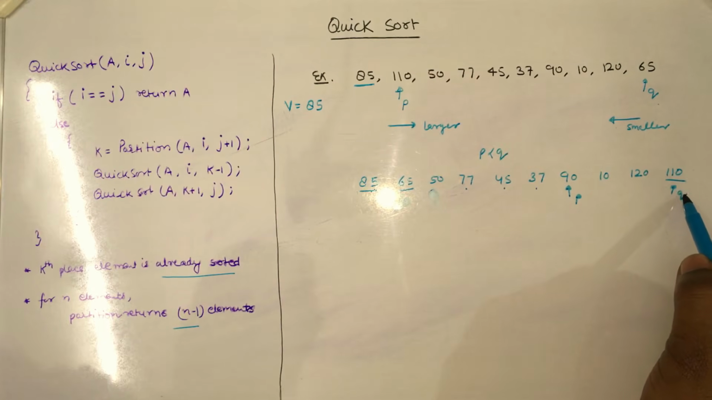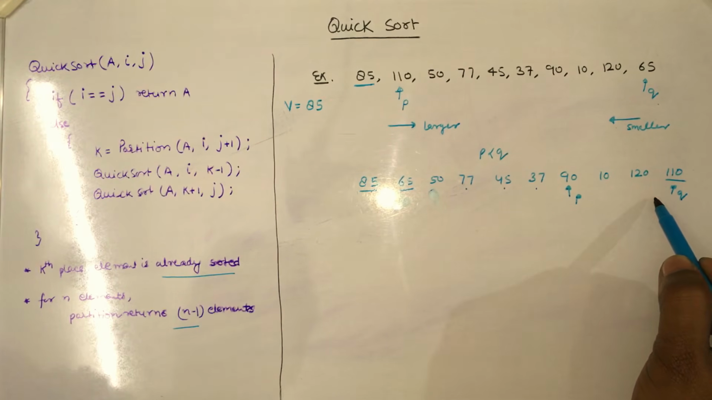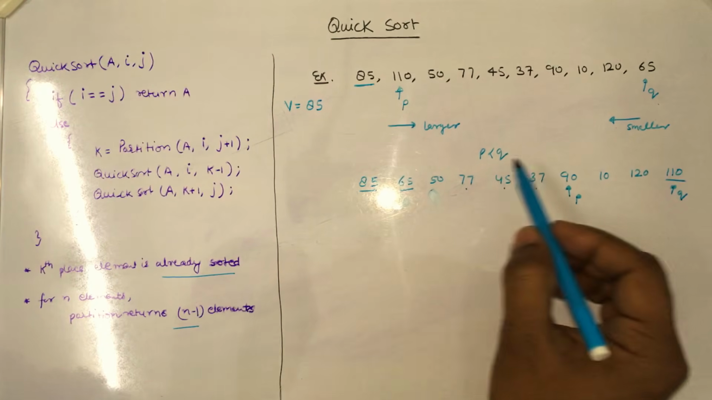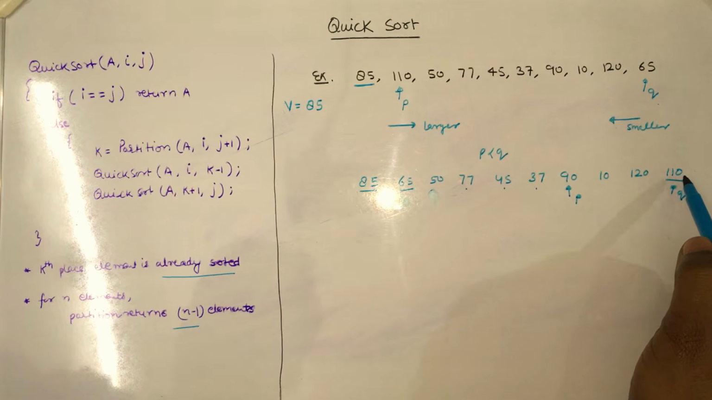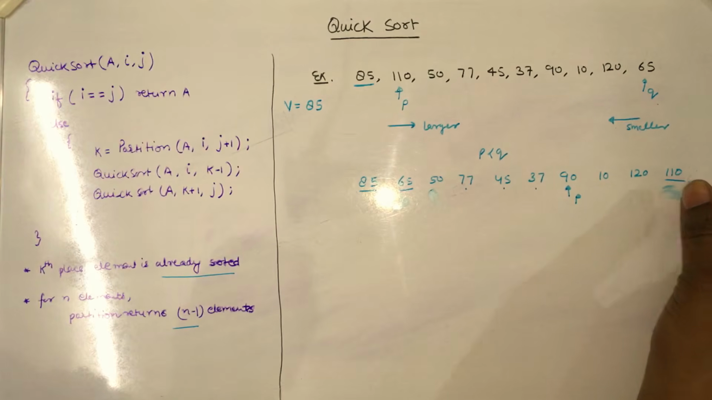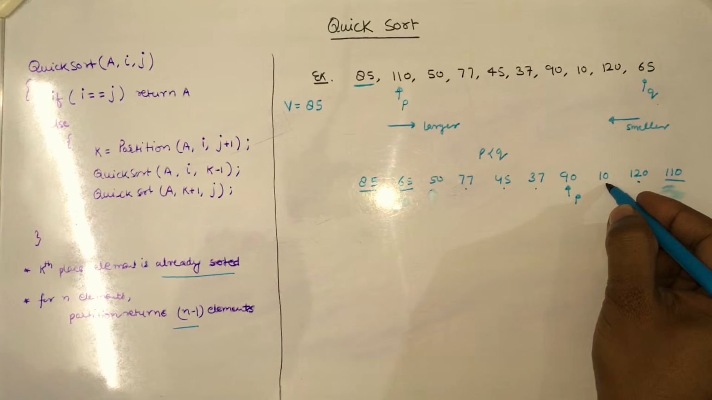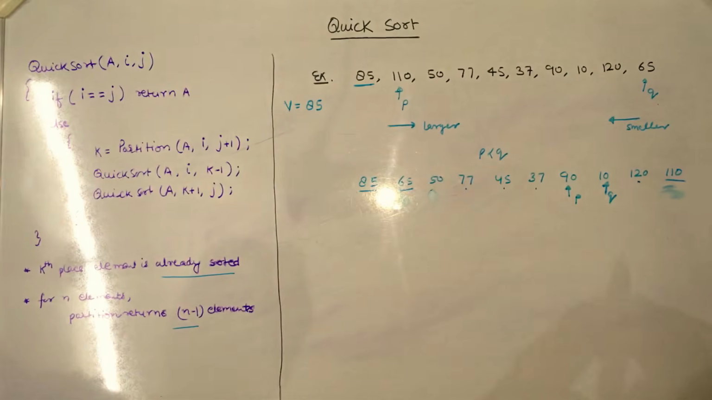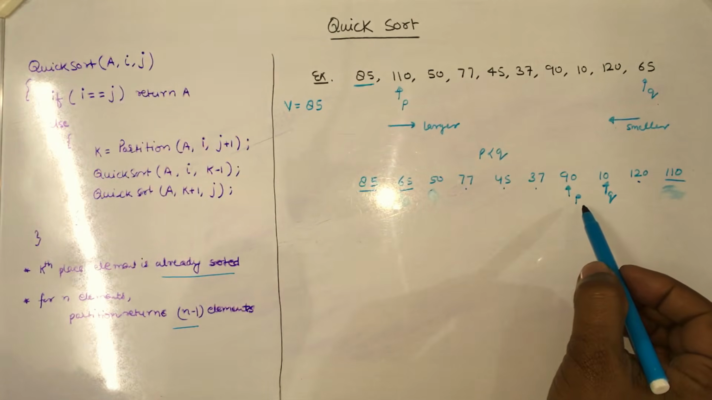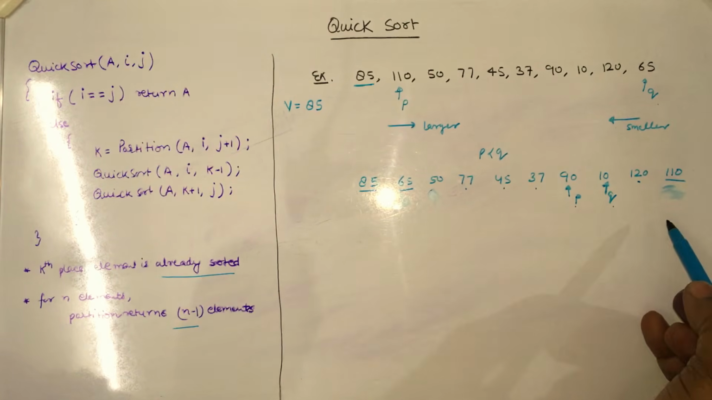Q will move backward if the element pointed to by Q is greater than the pivot element. Here 110 is greater than the pivot element, so I will decrement. It is pointing here. Again this element is also greater, so I will decrement. This is smaller. So when you find a smaller element, you stop. So I stop here. Again I check whether P is less than Q. Yes, P is less than Q.